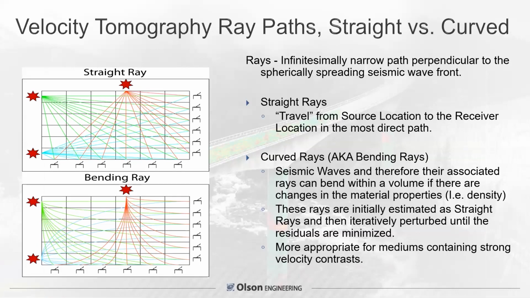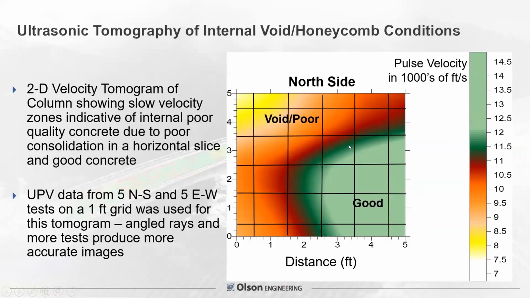So the waves, in a simple sense, can pick their own fastest path to go from the source to the receiver. You're solving for the velocity of all of these. You can think of them as pixels in this 2D cross-section of, say, a column. So what we did is test every 1 foot vertically, 32 slices, top to bottom. And we tested north to south and east to west on a 1 foot grid.